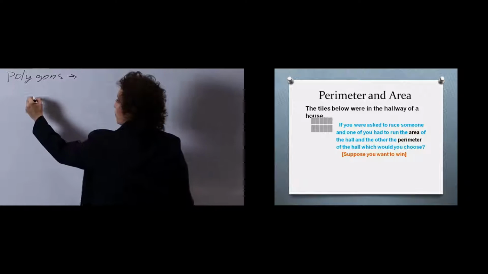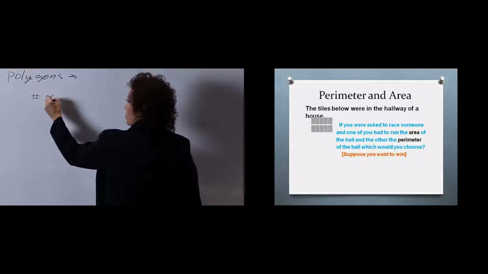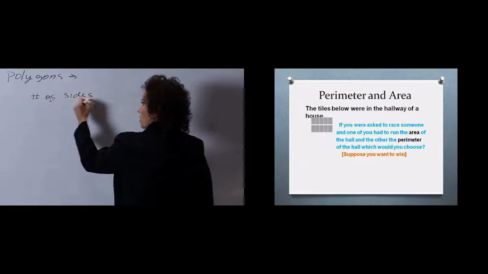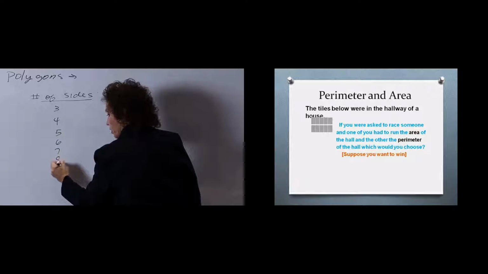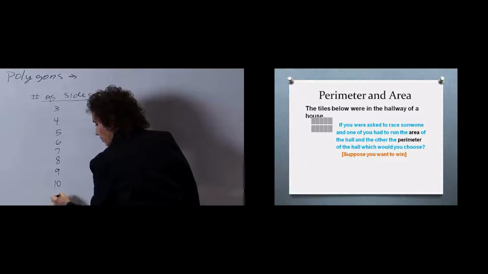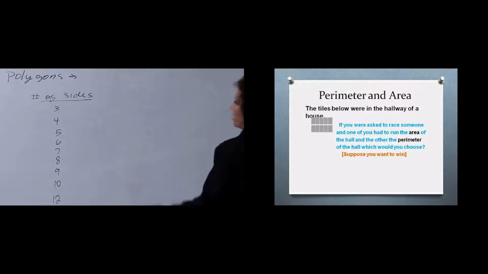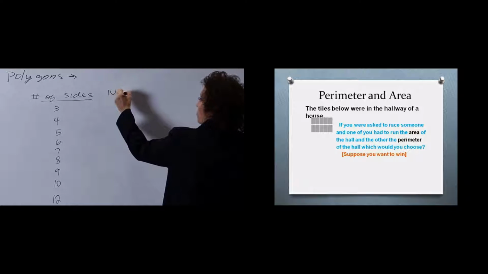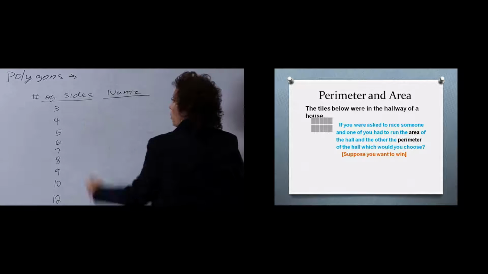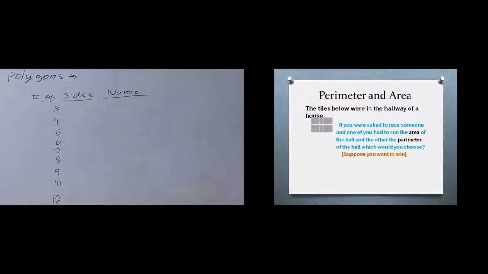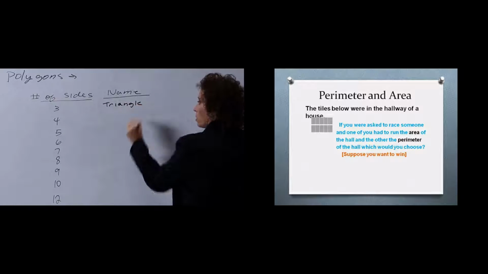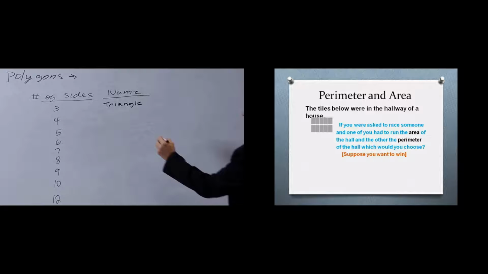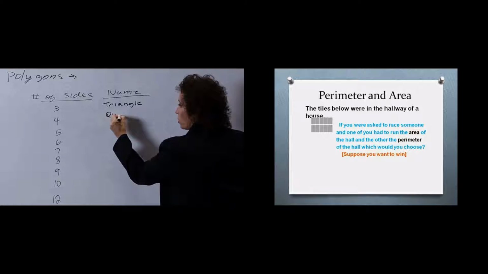They're named by the number of their sides. So let's say 3 sides, 4 sides, 5 sides, 6 sides, 7 sides, 8 sides, 9 sides, 10 sides, and I love the 12, so I'm going to tell you about it. And this is their name. A 3-sided figure, or a 3-sided polygon, is a triangle. A 4-sided figure, or polygon, is a quadrilateral.